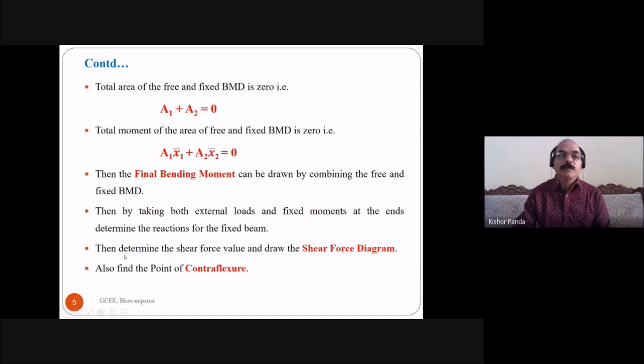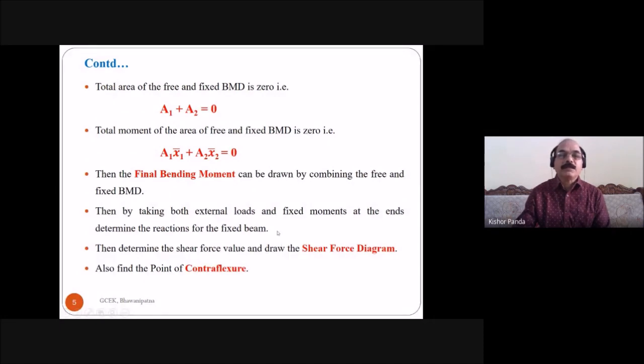After getting the shear force values, draw the shear force diagram. Then you have to know where the point of contraflexure is. Do you know what the point of contraflexure is? The point of contraflexure is the point where the bending moment changes sign, that is, the bending moment is equal to 0. This point of contraflexure you can also find in the combined or final bending moment diagram. So these are the processes that you have to follow.